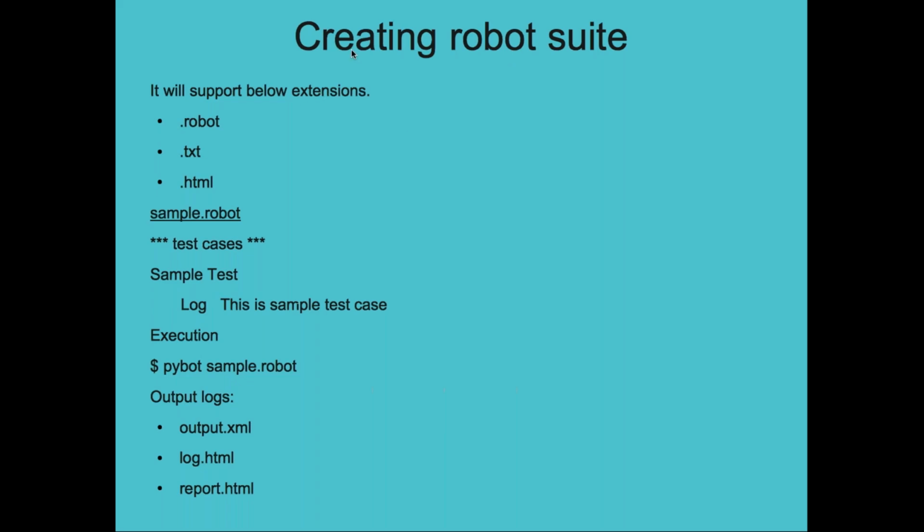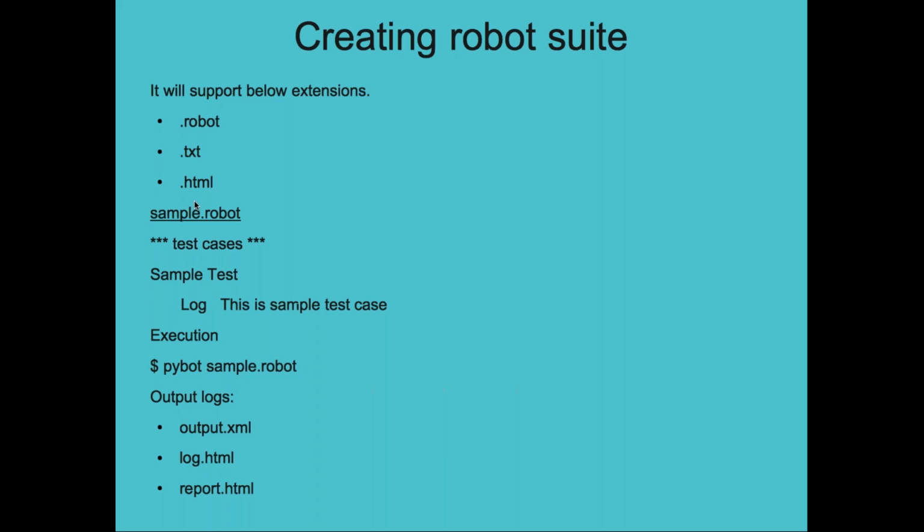So basically, robot framework will support three extensions: .robot, .txt and .html. With these three extensions, we can create a robot suite. So .robot and .txt, these two are text files. The extension will be robot, but you can enter the data as text. Even .txt is a plain text file. When you come to .html, you can create HTML format.